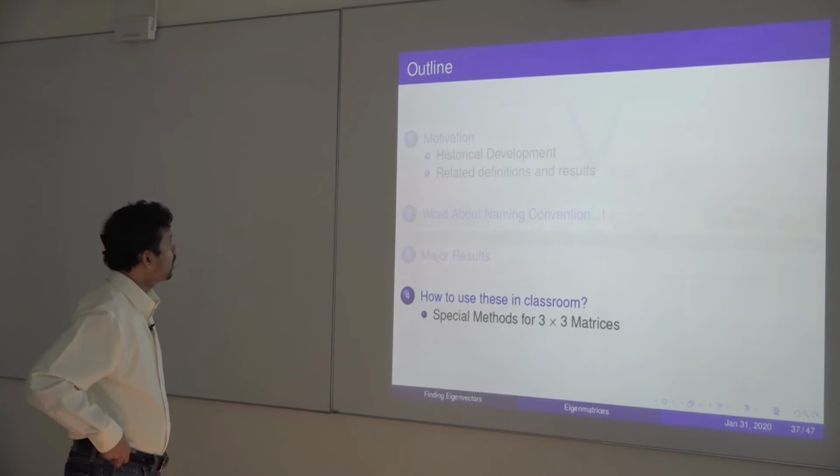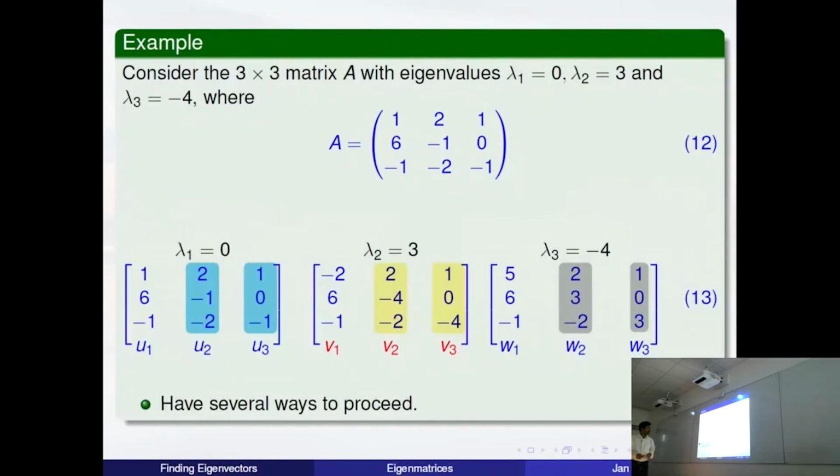Okay, so now the question is, it works for 2 by 2 nicely, but is this going to work for 3 by 3? So let's look at a problem. For example, say you have a 3 by 3 matrix which has 3 eigenvalues, 0, 3, and -4, and I found them for you. As before, we calculate the corresponding kappa matrices. So we have lambda 1 equal 0, lambda 2 equal 3, and lambda 3 equal -4.